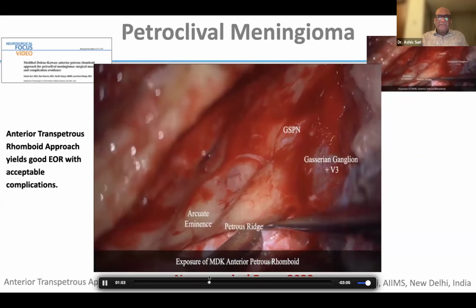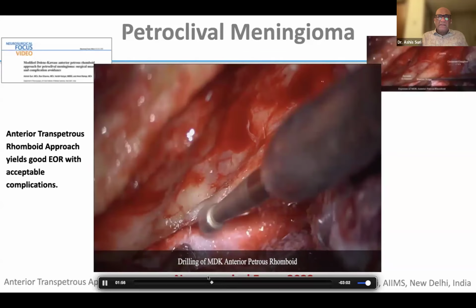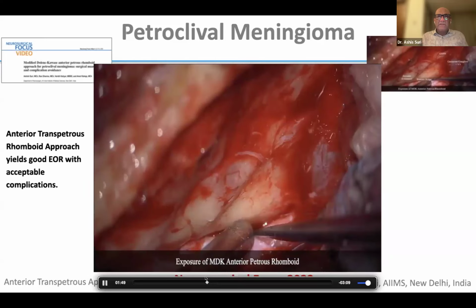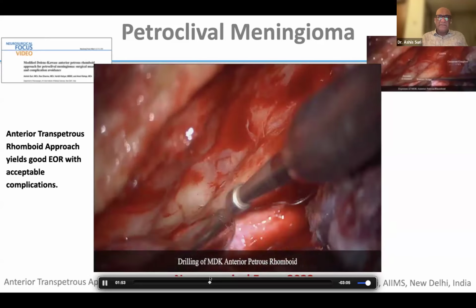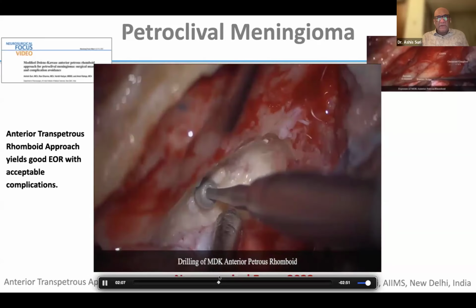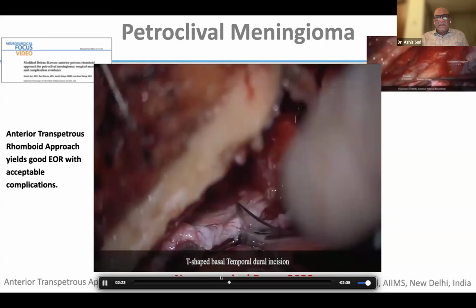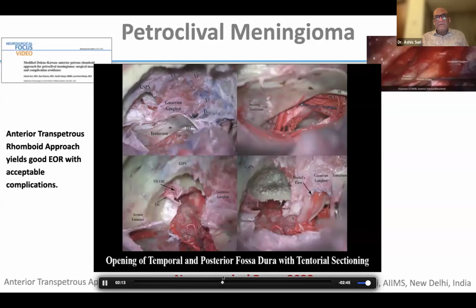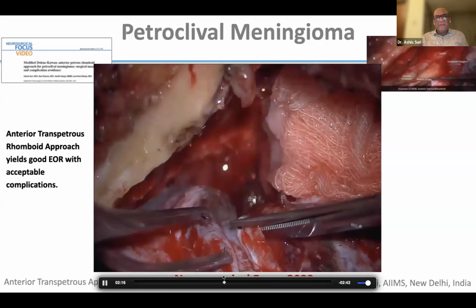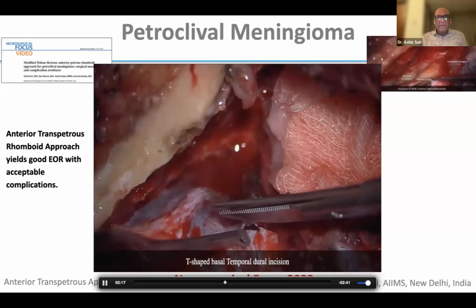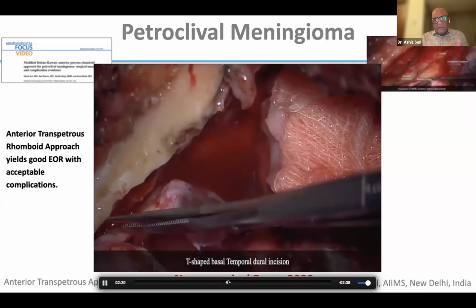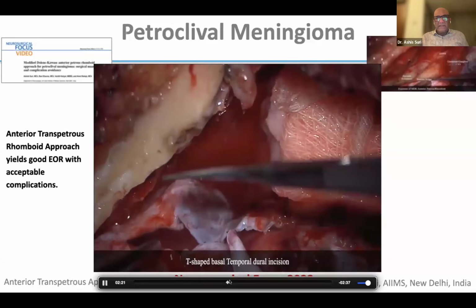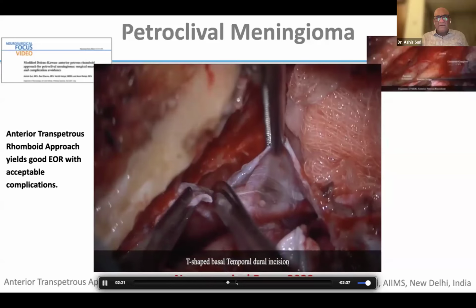Then you go anterior, and as you can see, these are the margins of your rhomboid: arcuate eminence, petrous ridge, geniculate ganglion of the GSPN, and that is the angle of drilling. So you're always drilling towards the geniculate ganglion. And then once you have drilled it and you want to communicate, we give a very basal temporal durotomy, a very linear one. Then you bring it down like a T right onto the V3, parallel to the V3, tentorium.